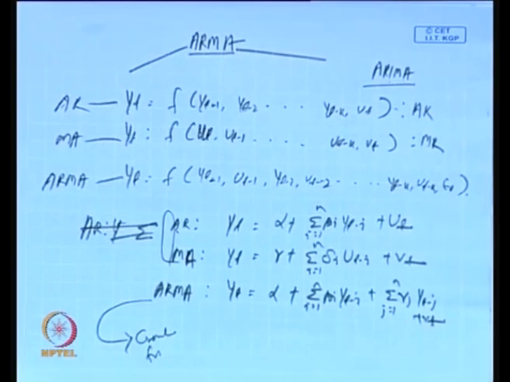So, all together there are three different schemes you will find in this particular setup: autoregressive setups, moving average setups and ARMA setups. Now, what we have discussed today is the basics of time series modeling. Time series modeling is divided into two parts: univariate time series schemes and multivariate time series schemes.